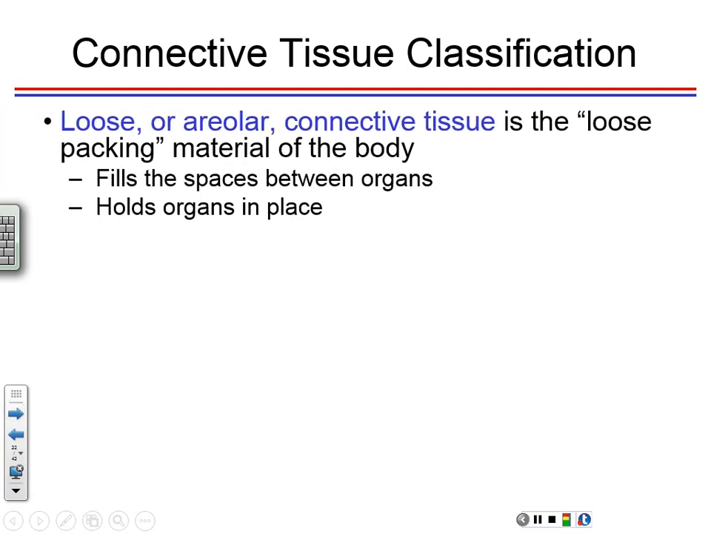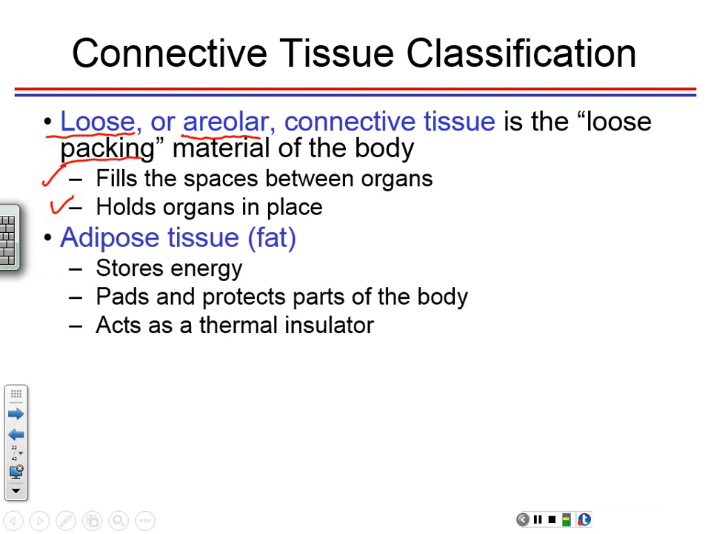All right, so we start with loose connective tissue. Loose connective tissue is also called areolar, and this was also in your modules. You kind of had trouble with that in terms of identifying loose connective tissue as areolar, and it's usually packing material between, like under your eyelids, you have areolar tissue. It fills spaces between organs, holds organs in place. That's what loose connective tissue does.